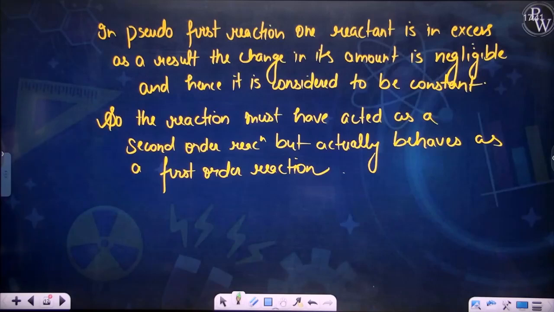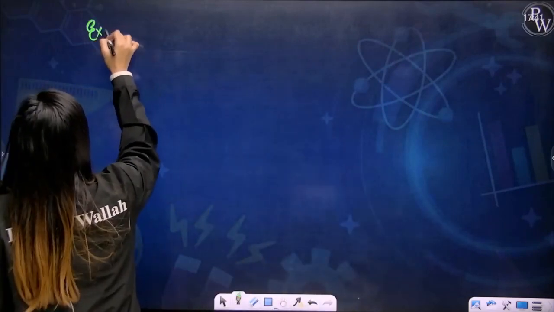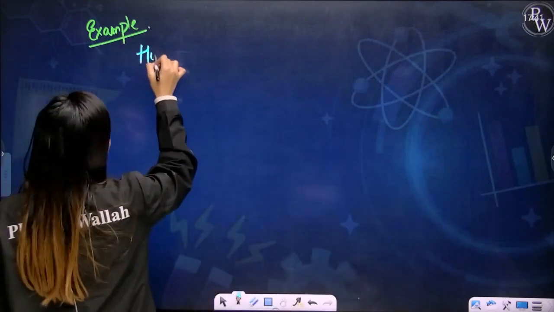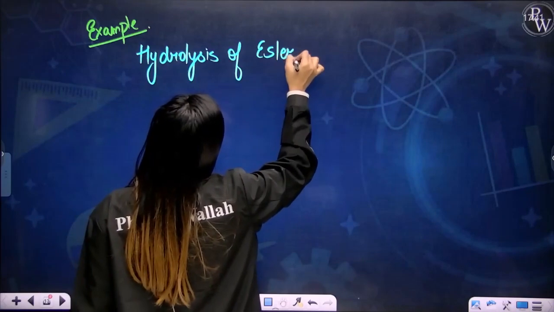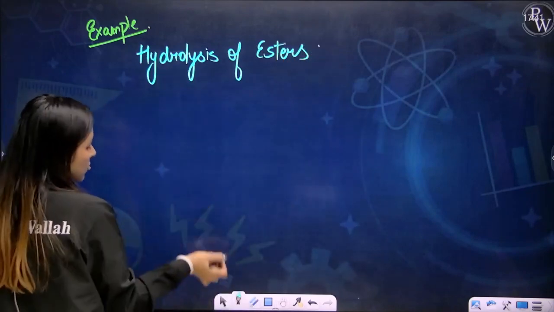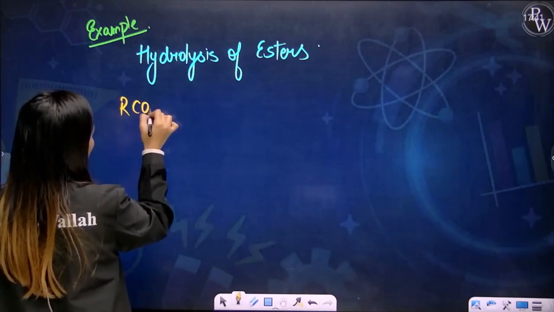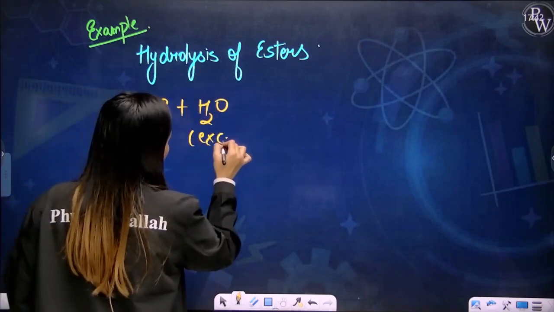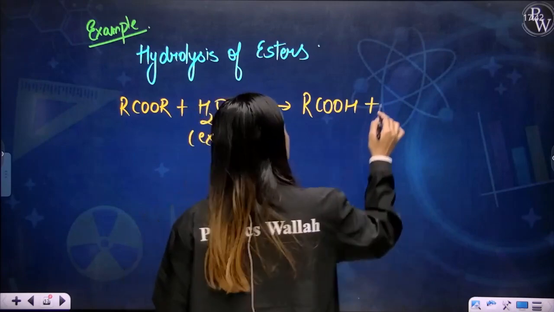Let's take an example of a pseudo first order reaction, my dear students. Example is hydrolysis of esters. These reactions you actually study in organic. The hydrolysis of ester reaction is something like this: you have an ester, let's say RCOOR, and you have water here, and this water is in excess. And from here you get RCOOH plus ROH.